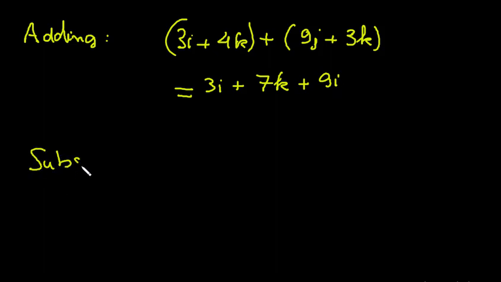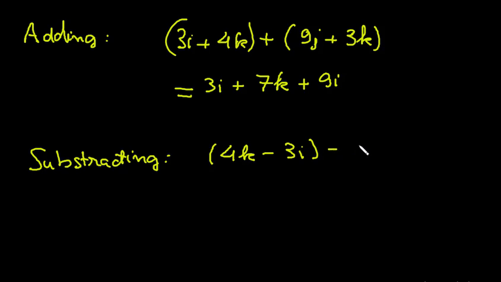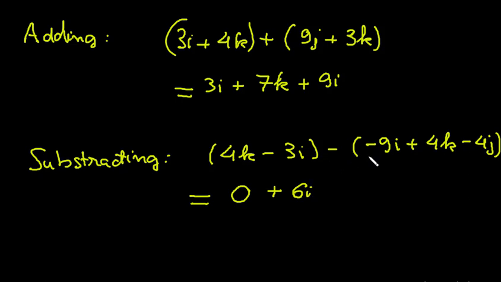And the second one is subtracting, and it's also easy math. We have a vector 4k minus 3i minus 9i plus 4k minus 4j. So for this one, 4k minus 4k would be no k in here, minus 3i minus minus 9i would be plus 9i, so we have 6i, and we have minus of minus 4j, so we have plus 4j. So our final value is 6i plus 4j.